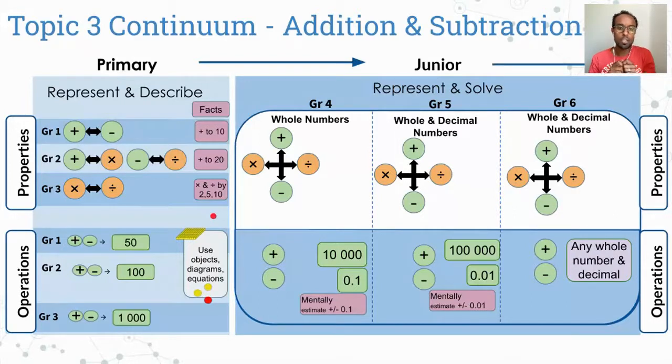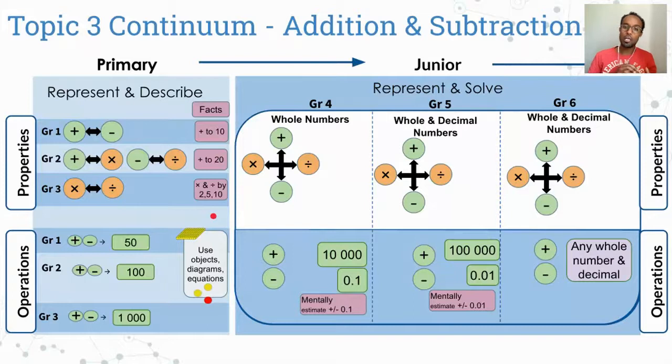So in the primary grades, they're looking at addition to 10, fluency, addition to 20, and then multiplying, dividing by 2, 5s, and 10 in grade 3. So building that comfort with those operations. And then we continue doing that in addition and subtraction, mostly in the junior grades, by doing some mental estimation dealing with adding and subtracting decimal values.